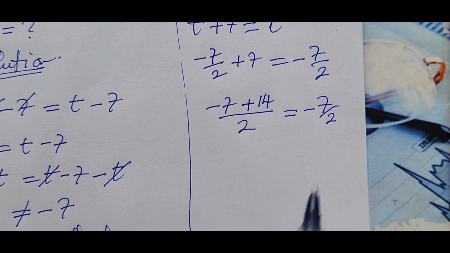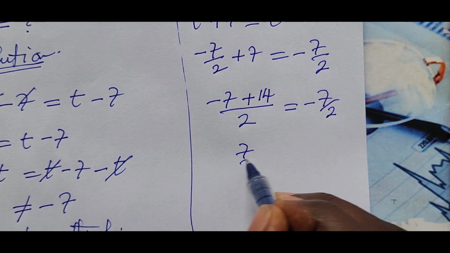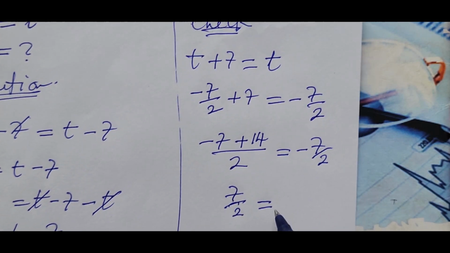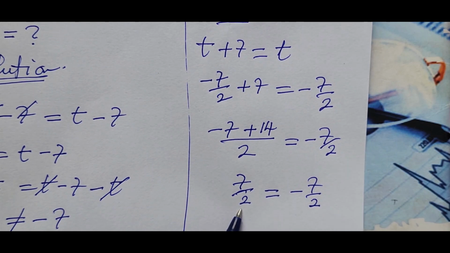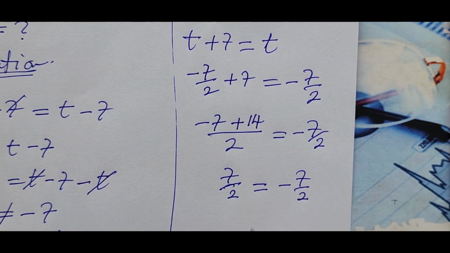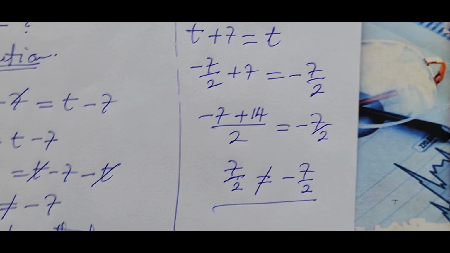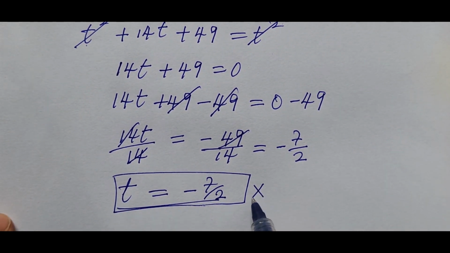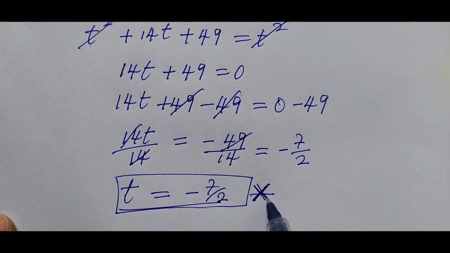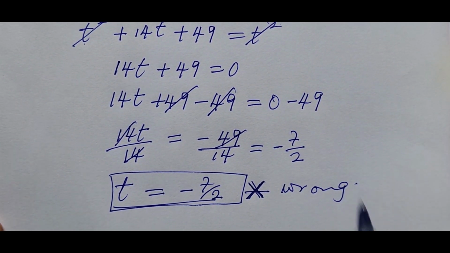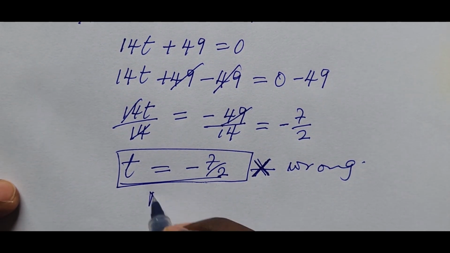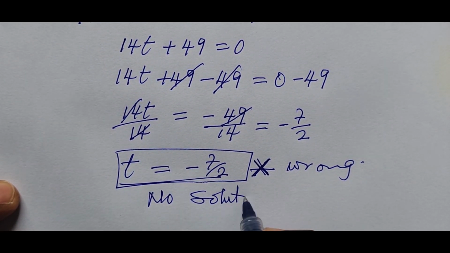Then we check this. If we sum up, this is going to give us 7 all over 2, then equal to this side, which remains minus 7 all over 2. So we are having positive 7 all over 2 equal to negative 7 all over 2. And we know this is not true. And so the answer we got here is not correct. This is wrong. So this does not satisfy the equation. Now, if you look at it carefully, you will discover that there is no solution to this question. So we can conclude by saying there is no solution to this equation.